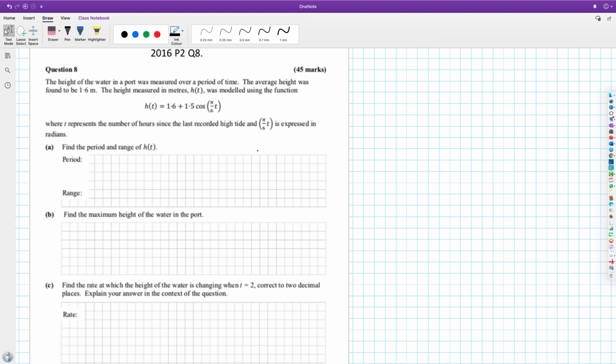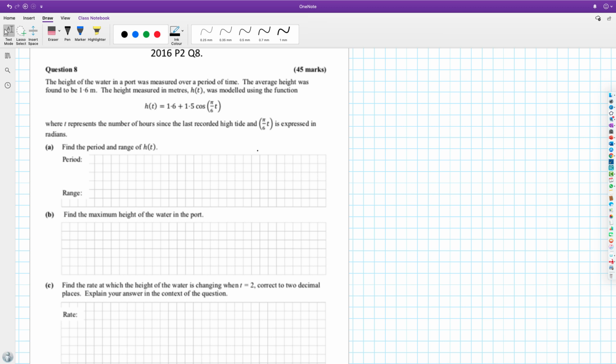Right, 2016, paper 2, question 8. The height of water measured over a period of time. The average height was found to be 1.6 meters. The height measured in meters was h of t. So as a function, it was modeled using the function h of t is equal to 1.6 plus 4.5 times the cos of pi over 6 times t, where t represents the number of hours since the last recorded high tide, and pi over 6t is expressed in radians. So we're dealing in radians.